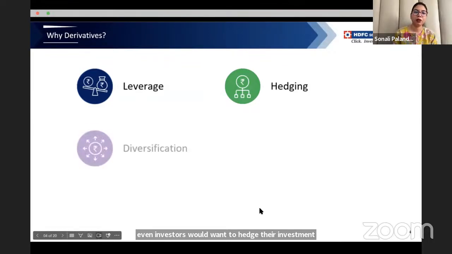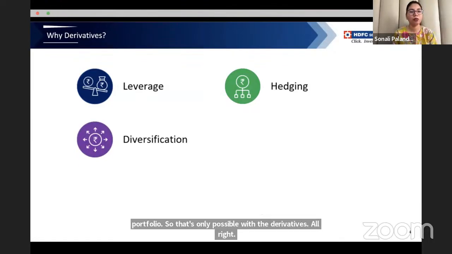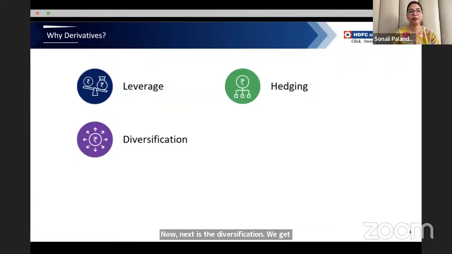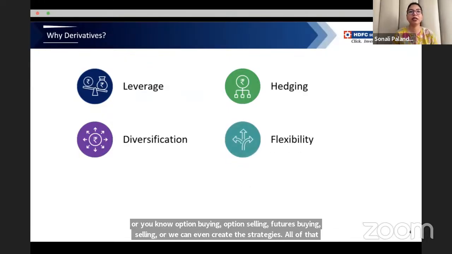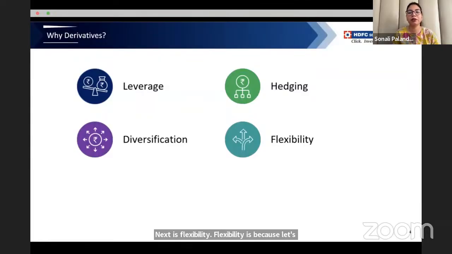All right, now next is diversification. We get a lot of tools to choose from in derivatives, be it futures, options, option buying, option selling, futures buying, selling, or we can even create strategies. All of that is possible here. Next is flexibility. Let's say you're a working professional, a full-time trader, or a person who wants to have a yearly strategy, so there is a whole different level of flexibility available in derivatives. You can choose your own way of trading based on your schedule or your risk appetite. Anything is possible and customizable.